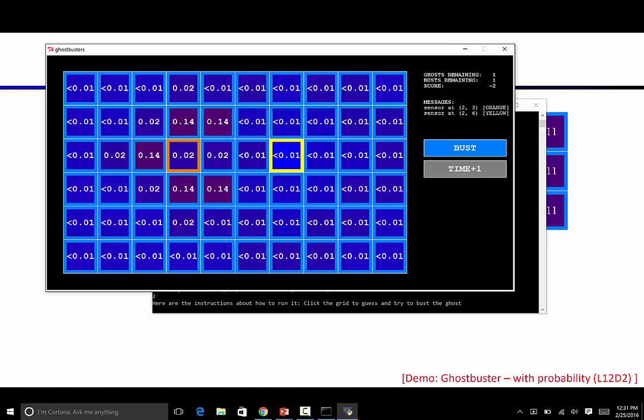We can go again. Not a good choice. We can go again. Not a good choice again. How about here? Oh, that's starting to look better. At this point, maybe we're willing to go for it. 0.99, up to rounding, 1.0. Let's see what happens. And we got it.